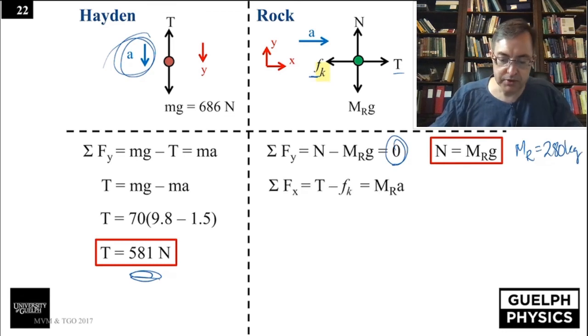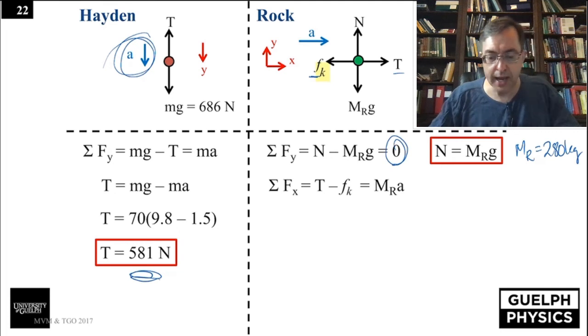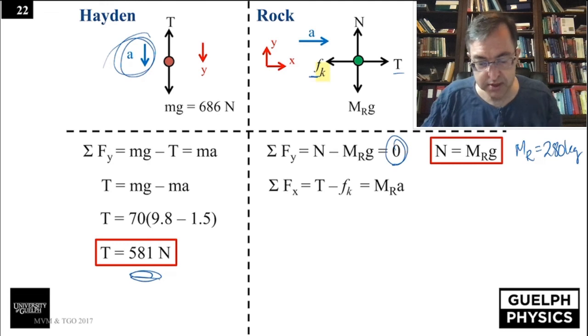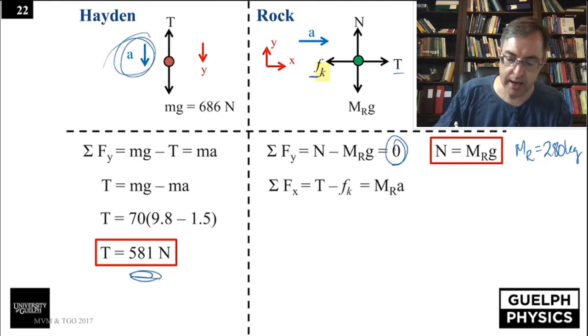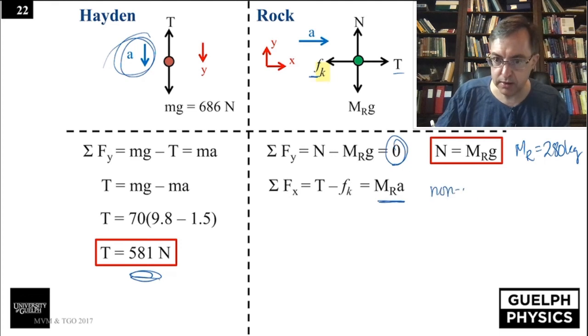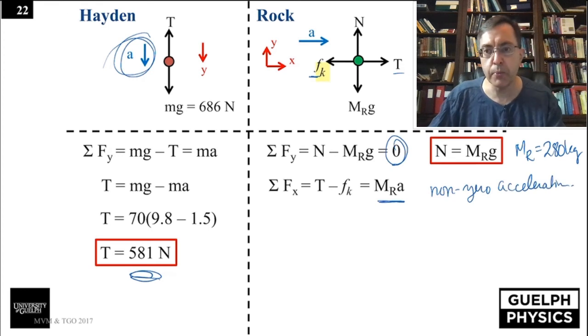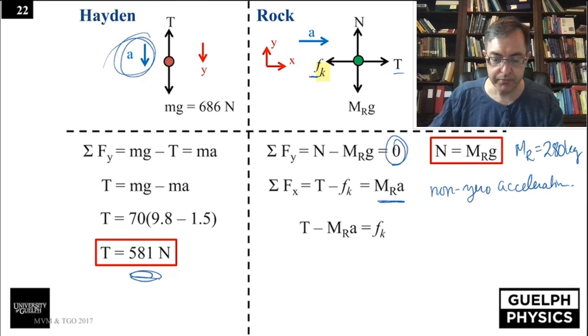But I also have to solve for the kinetic friction force in order to get the coefficient of kinetic friction. So along x, I have two forces acting. I have the tension force acting to the right and the kinetic friction force acting to the left. And now there is a non-zero acceleration of 1.5 meters per second squared of the rock, assuming that the rope doesn't stretch.